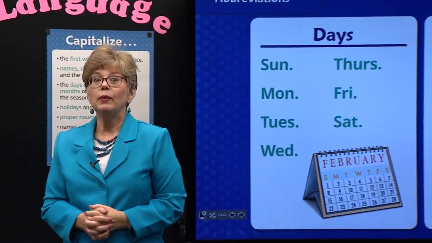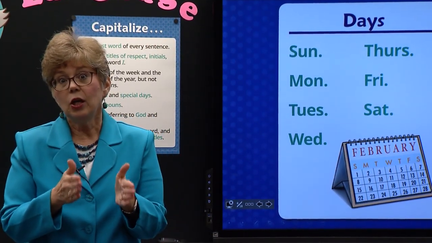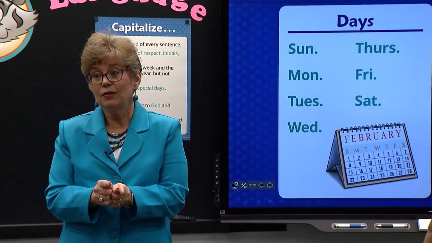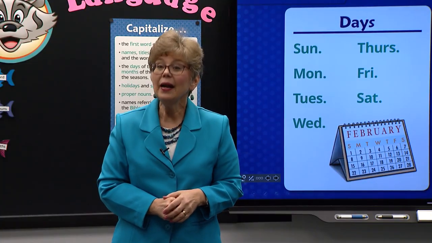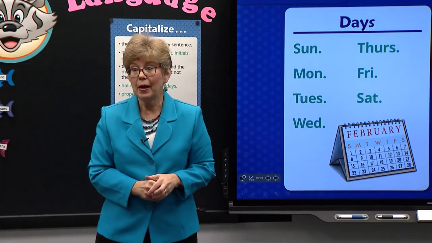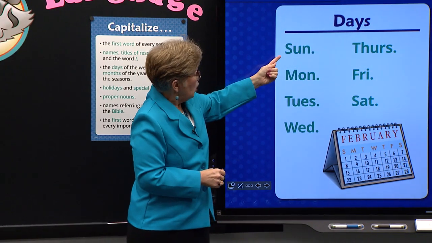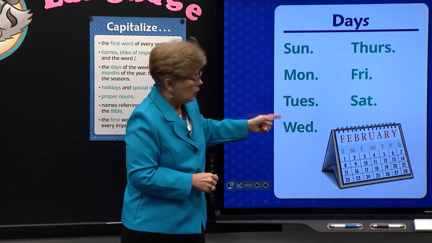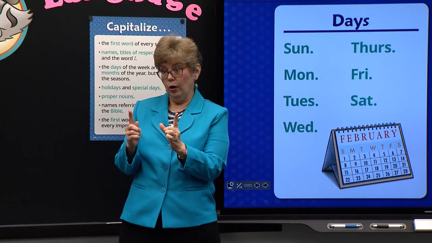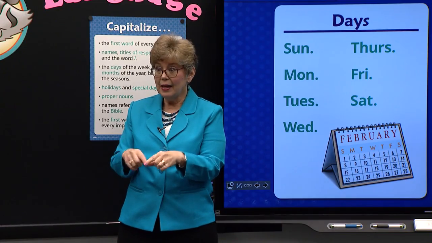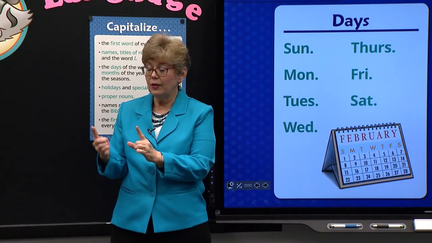What is it when we write only part of a word, and we know that that part of the word stands for the whole word? What's that called, Amory? You're right, it's called an abbreviation. Now notice something about these abbreviations, these days of the week abbreviation. Do you notice how they are all capitalized? They are capitalized because the whole word, Sunday, Monday, Tuesday, is a proper noun. It's telling you a specific day of the week.